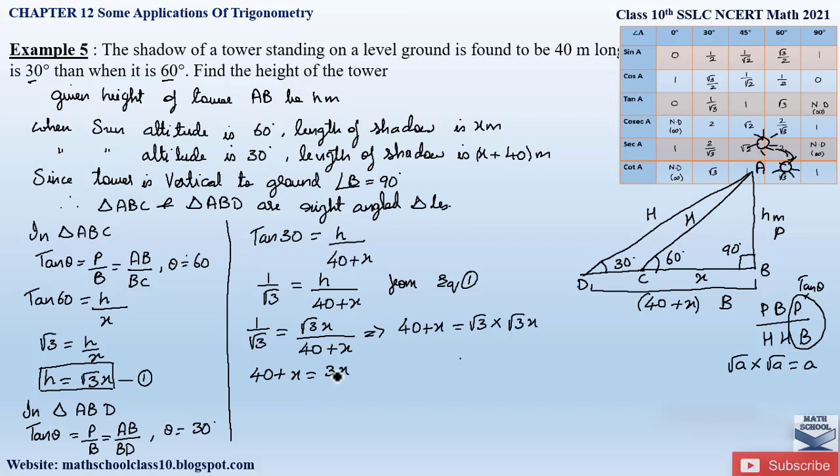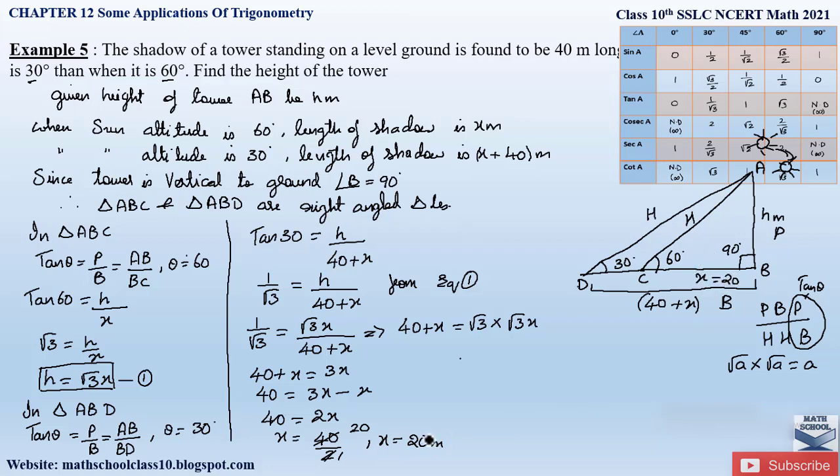Now let us send this x to right hand side. So we'll get 40 is equal to 3x minus x, or 40 is equal to 2x, or x is equal to 40 divided by 2. So cancelling, 2 1s are 2, 2 2s are 4, 0. Therefore here we got x value as equal to 20 meter. Okay, so here our x value is 20 meter.